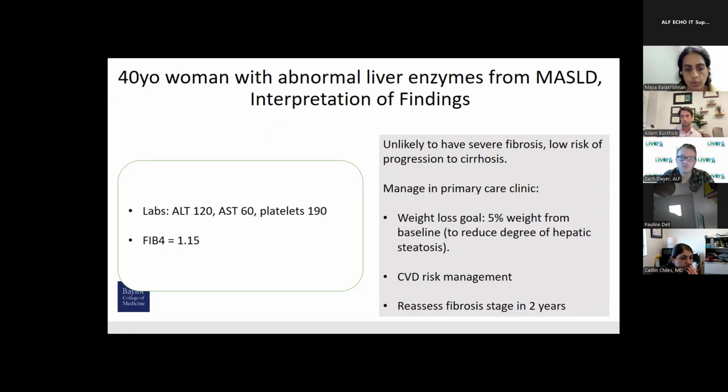And this is a patient where you should reassess her fibrosis stage in 2 years. That means it's the year 2024 right now. In the year 2026, you should do a FIB-4 score again and see whether she has a low FIB-4 or something higher requiring further workup and referral.